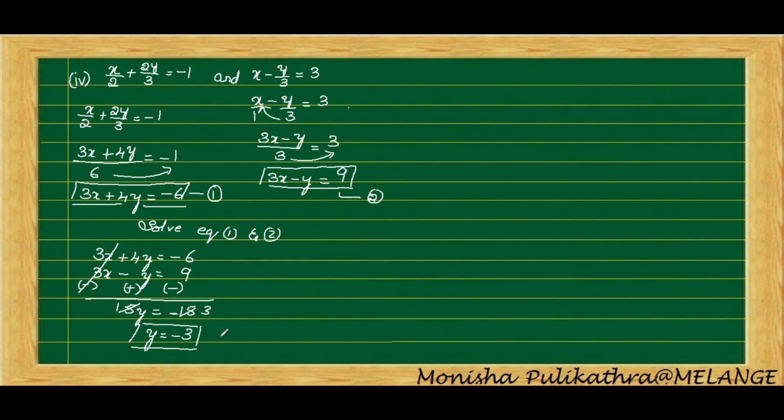This y is equal to minus 3, we need to substitute into either equation 1 or equation 2. I will be taking equation 2 here. Equation 2 is 3x minus y is equal to 9. Instead of y, we need to write minus 3. So put a bracket here is equal to 9. So 3x minus into minus is plus 3 is equal to 9. I will be shifting this plus 3 to the right hand side, it will become minus 3. So 3x is equal to 9 minus 3, 6. x is equal to 6 divided by 3. 3 2s are 6. So x is equal to 2.